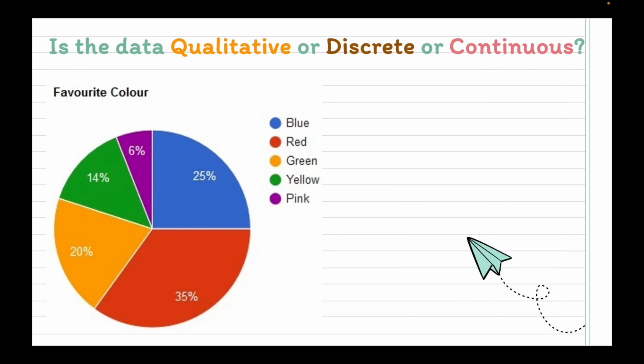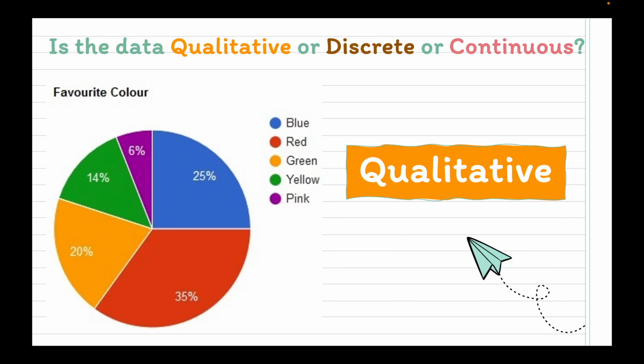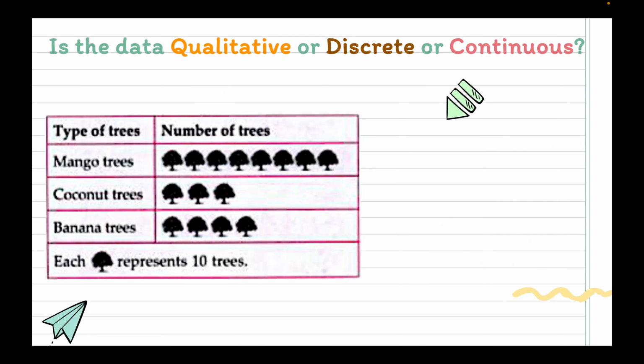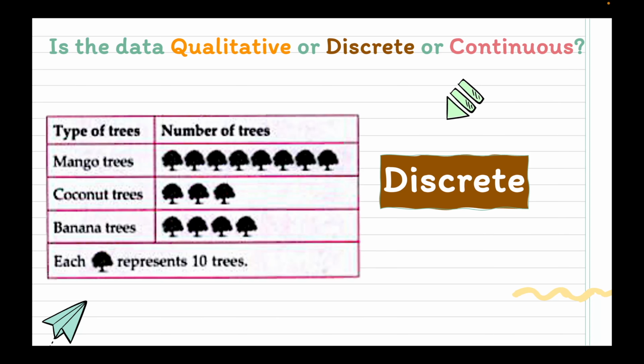Is the data qualitative or discrete or continuous? Now here, looking at this pie chart, it's describing the favorite color. So it's describing the quality. It's qualitative. Here we can see a bar graph talking about the number of children in different classes. It's talking about number of children, so it is discrete data. Here the pictogram has categories, and for each category the number of trees is counted. This pictogram tries to depict the number of trees, which is discrete data.